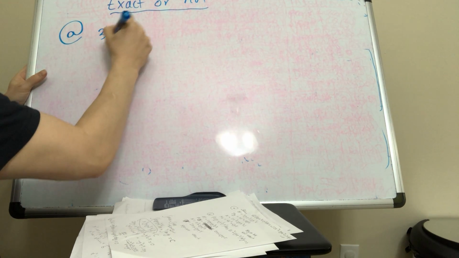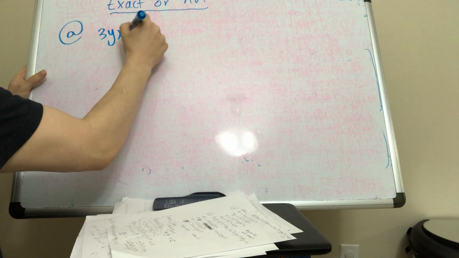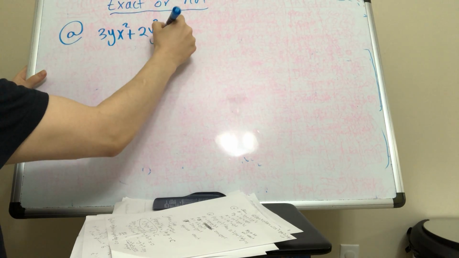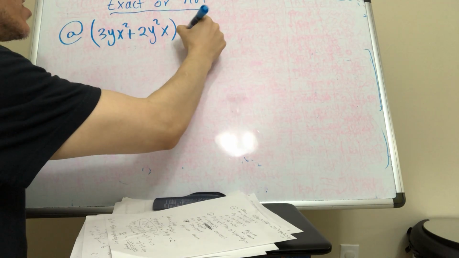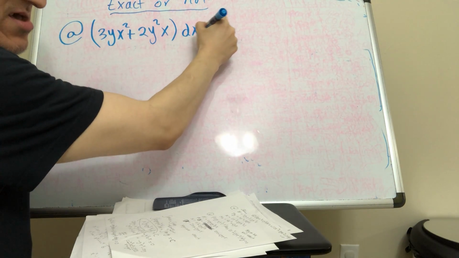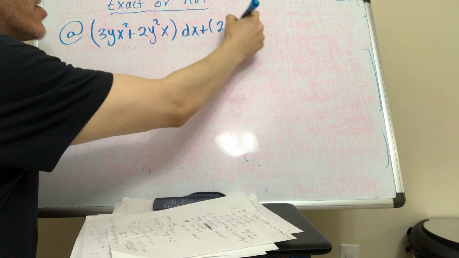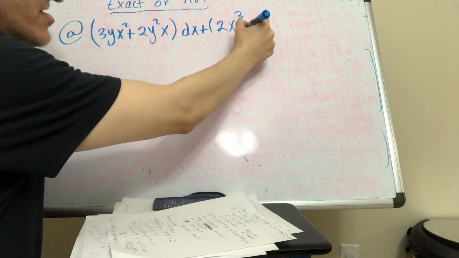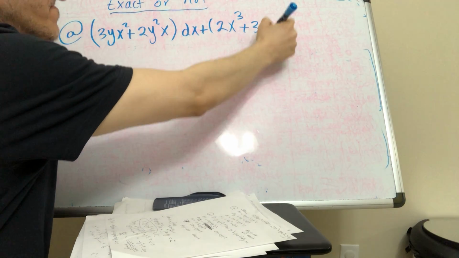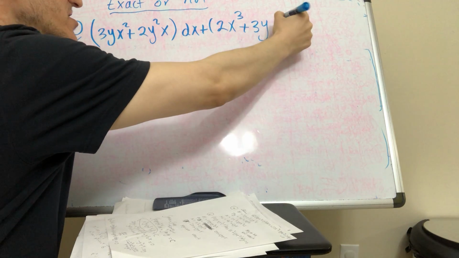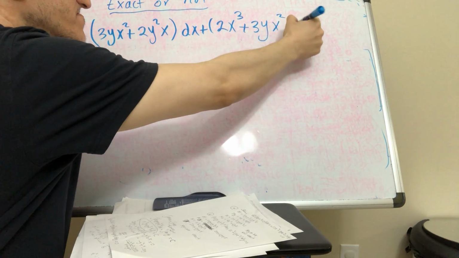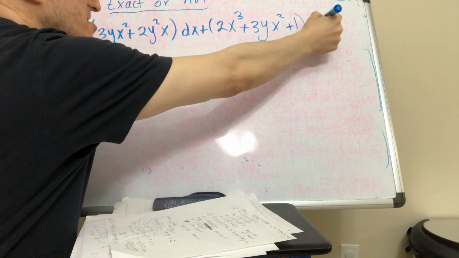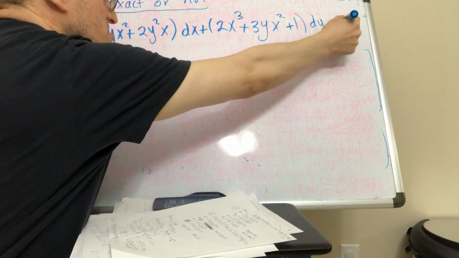was (3yx² + 2y²x) dx, and it was (2x³ + 3yx² + 1) dy, all equal to 0.